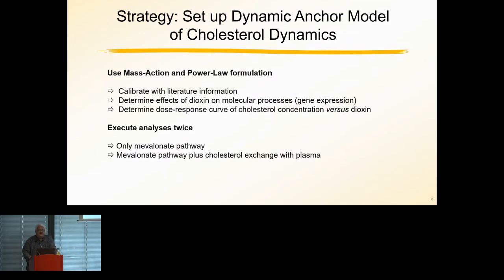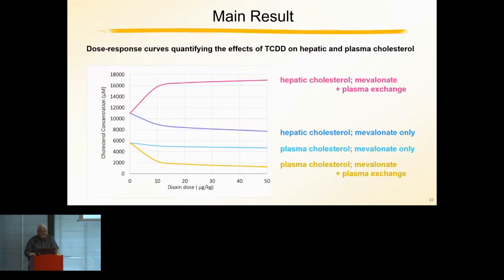We did the analysis twice, once just by looking at the mevalonate pathway, and once with the mevalonate pathway but also exchange between the liver and plasma. And there are many results. Here's the main result. If we start with the blue one, that's the hepatic cholesterol with mevalonate only, and you can see with increasing dioxin it goes down. Why is that? Well, because the gene expression and the activities of the enzymes are reduced, so production goes down, concentration goes down.